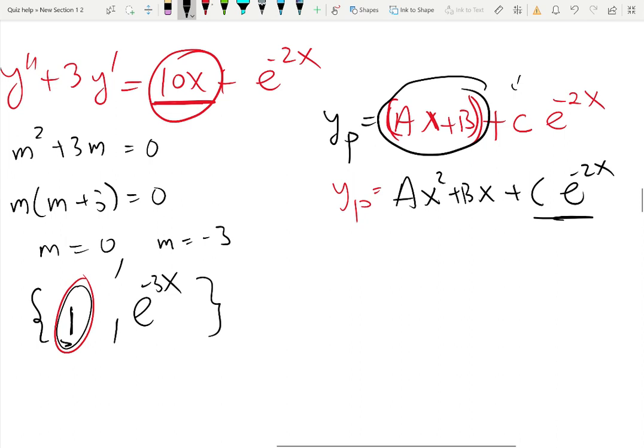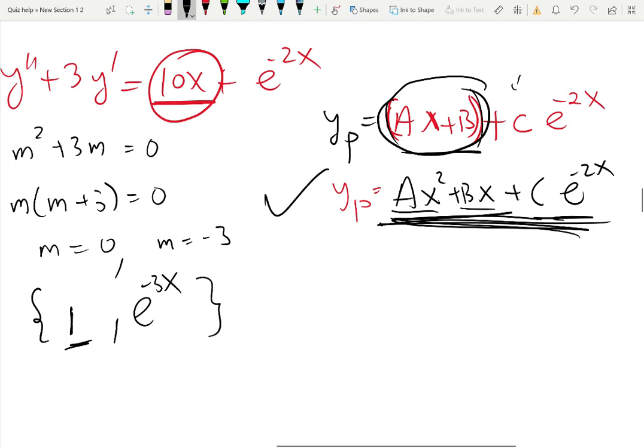So we have an overlap with 1 and b. We have to multiply b by x, and not only b, because it belongs to ax plus b, we have to multiply the whole thing by x. All right, so this is the special example. Now we have to check, do we have an overlap? Now we do not, right? ax squared, bx very different, e to the negative 3x very different. So this is the correct guess. All right, so this last example is a very tricky example, but think about that.